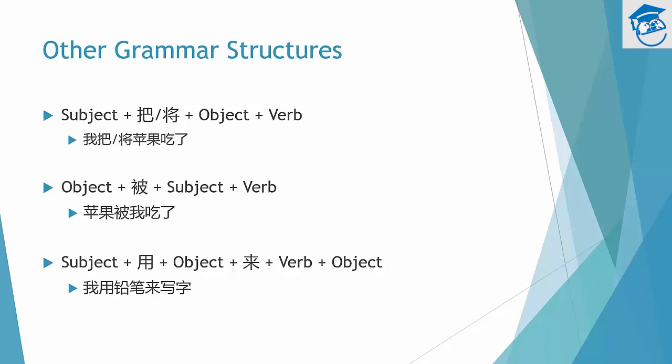Finally, I've introduced you 用 and 来, and how these two can couple together. The formula is subject 用 object 来 verb plus object. You can regard 用 as a verb, so it's like subject, verb, object, and then verb and object. The sample sentence for this formula is 我用铅笔来写字. It means I use pencils to write.